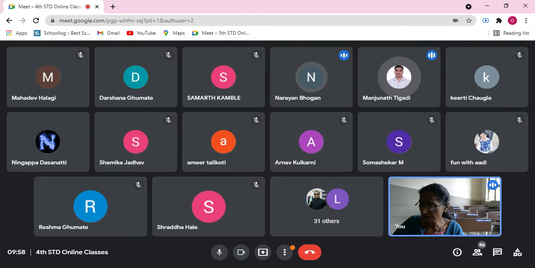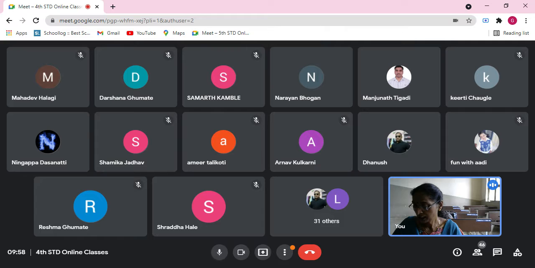Page number 23. Match the idioms in column A with their meanings in column B. Now, what are idioms?